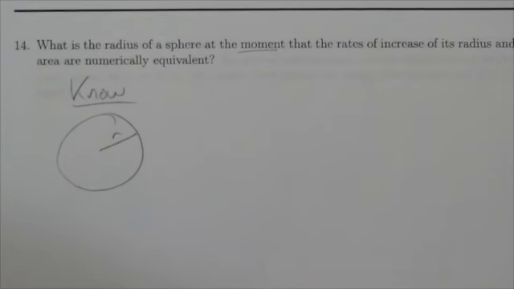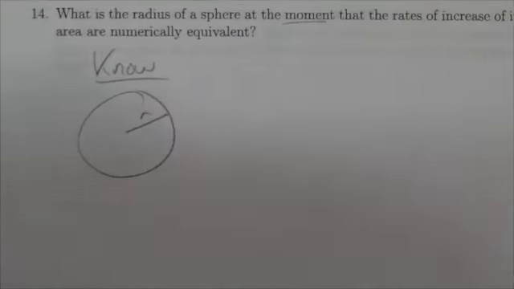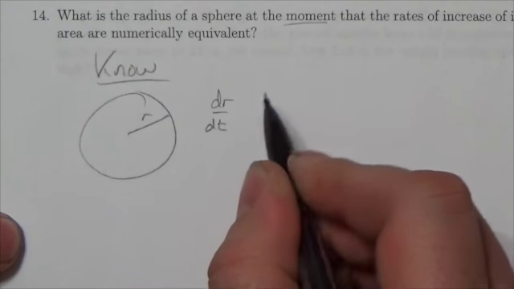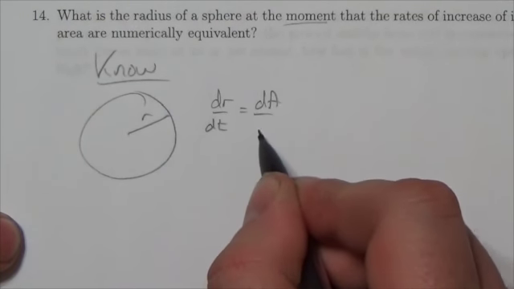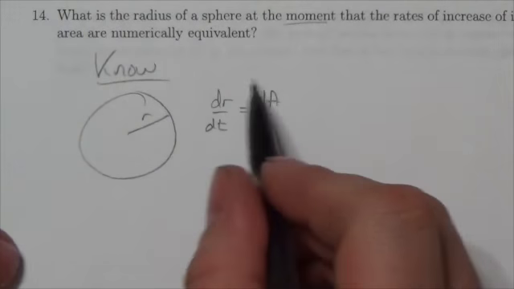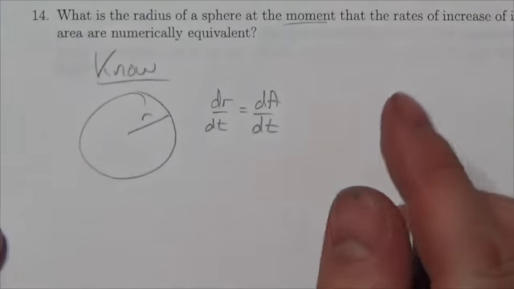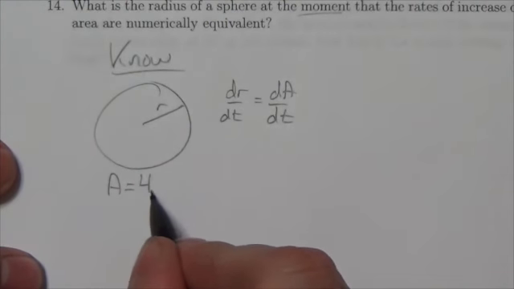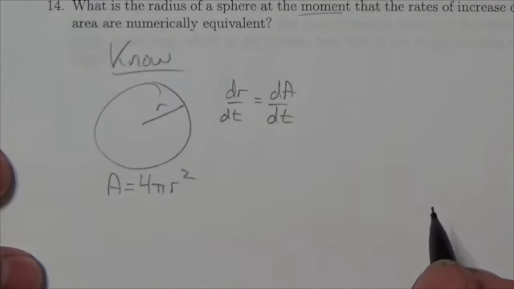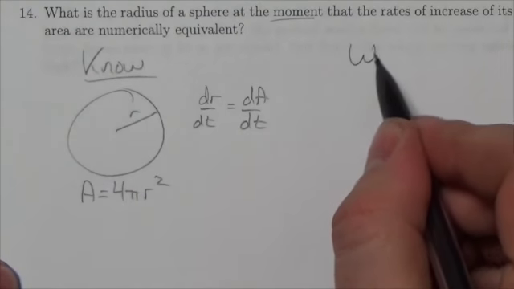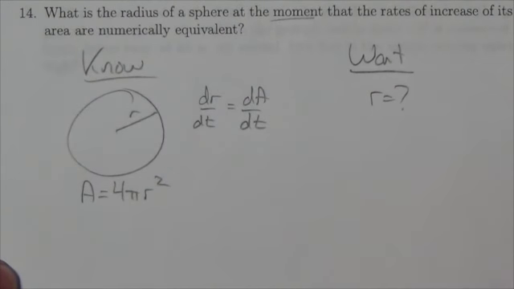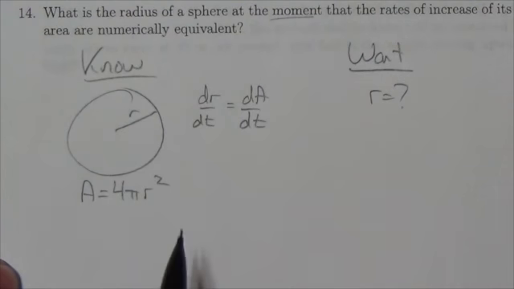So let's think about this. I'll zoom in a little bit. What this is saying here is that at some moment, dr by dt is going to equal dA by dt. Okay, that's the specific instant that we're interested in. We know that the area of a sphere is going to be 4 pi r squared. And what we want out of this problem is to know what r is, what the actual radius is. So this appears to be the equation that we're looking for right here.